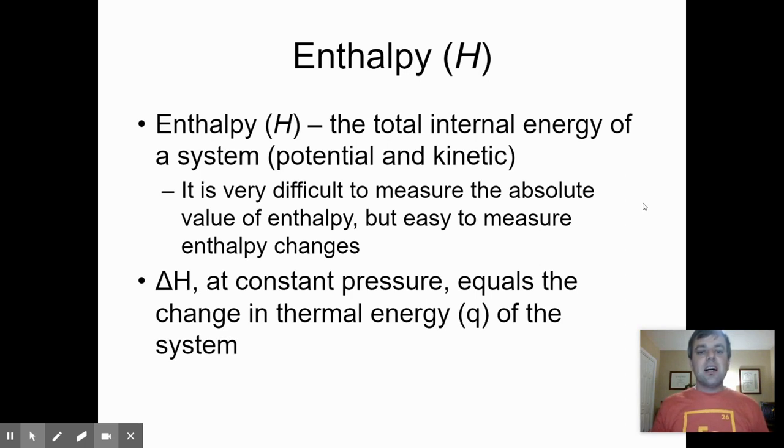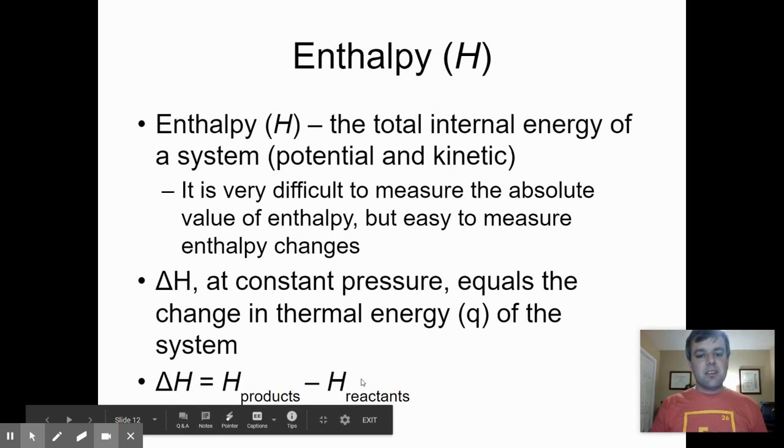Now, at constant pressure, the change in enthalpy, which is abbreviated with delta H, equals the change in thermal energy, Q, also known as heat, of the system. And all of our experiments will be done at constant pressure. We are not going to be heating or cooling sealed up vessels. For our purposes, as long as the pressure doesn't change, which it won't in this class, delta H essentially equals Q, which is why the H for enthalpy makes sense, because it basically means heat. And so delta H equals the enthalpy of your products minus the enthalpy of your reactants.